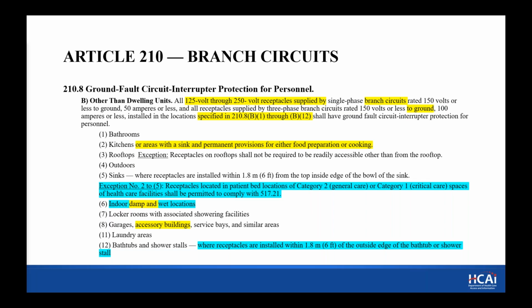Sinks, we know that requirement. There is an exception, and I'll get into that later, out of our 517 code in the patient area. And then indoor damp and wet locations, accessory buildings, bathtubs, where it's installed within 6 foot of the edge of the bathtub and shower and stall. And we'll talk about that in a little bit too.